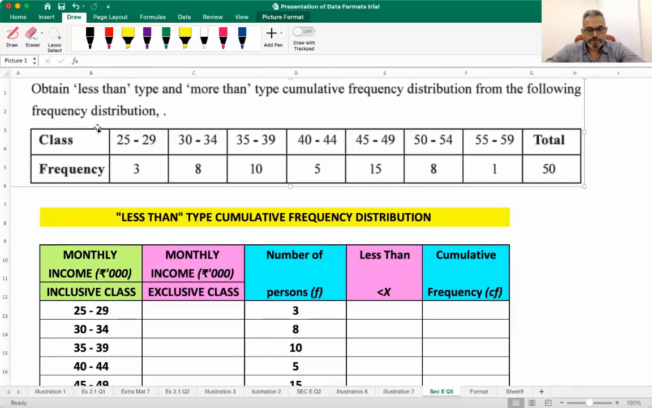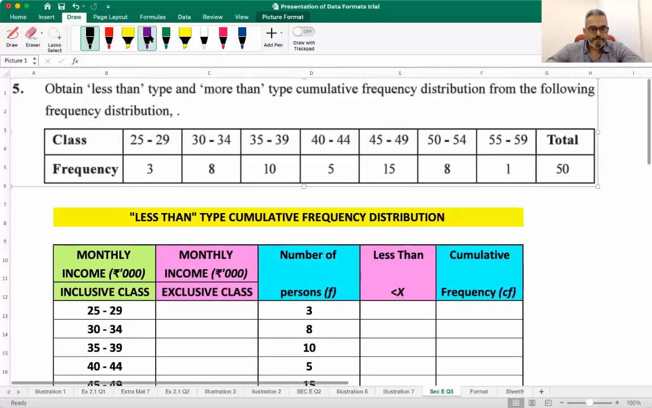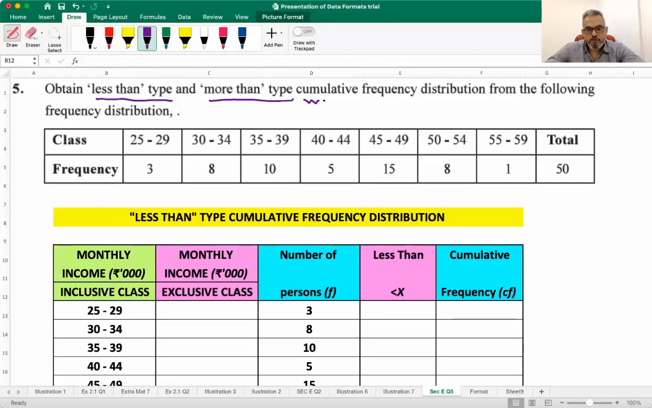The question: obtain less than type and more than type cumulative frequency distribution from the following frequency distribution. Now, classes are given: 25 to 29, then 30 to 34, then 35 to 39, then 40 to 44, then 45 to 49, 50 to 54, 55 to 59.